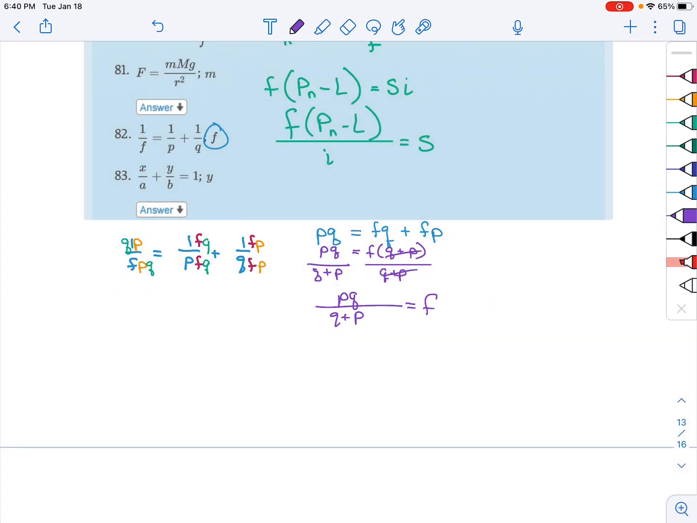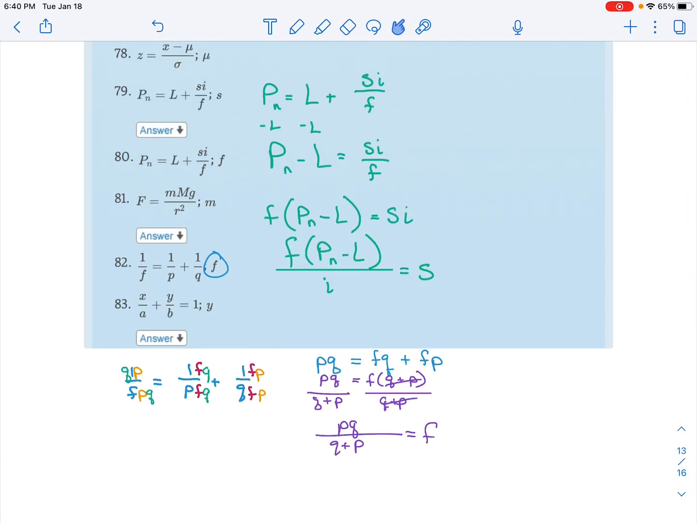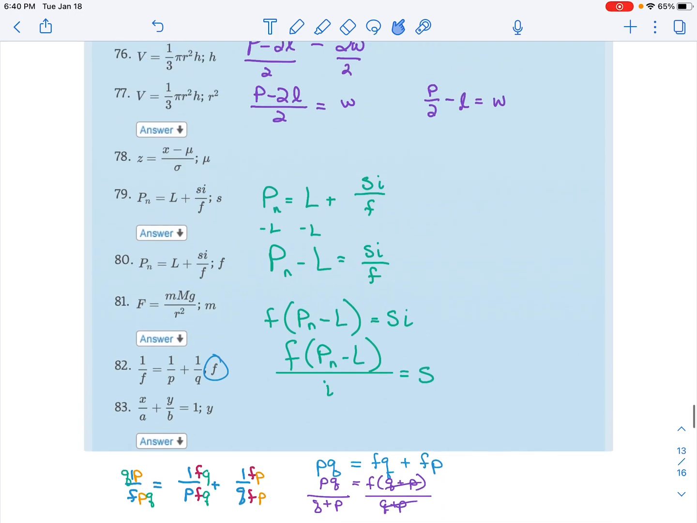These freak people out. They scare people, but I promise they're actually less work than solving most equations. They're just fewer steps. You don't have to worry about making calculation mistakes. It just is what it is. Let's do number 78, just one more.